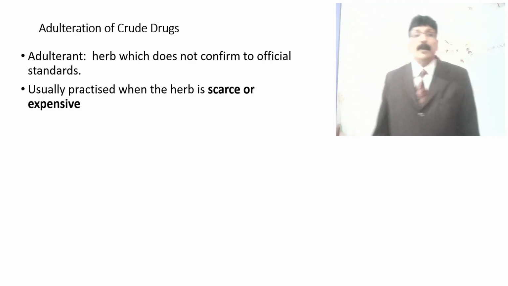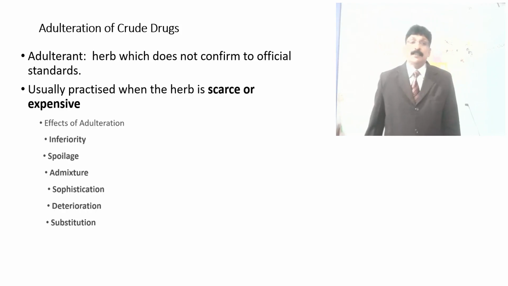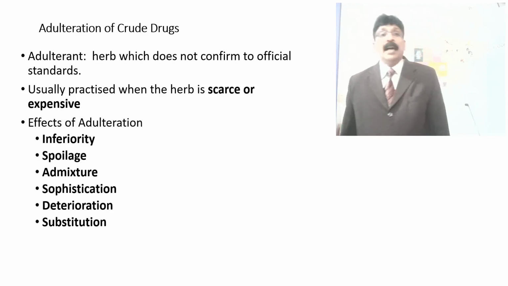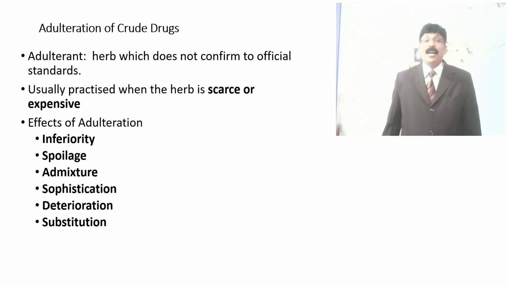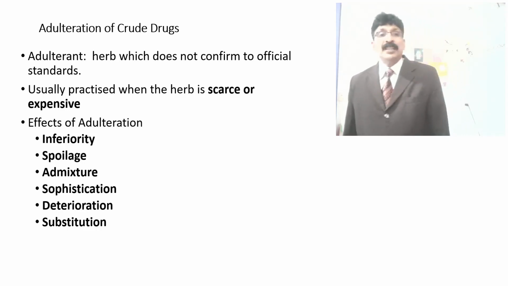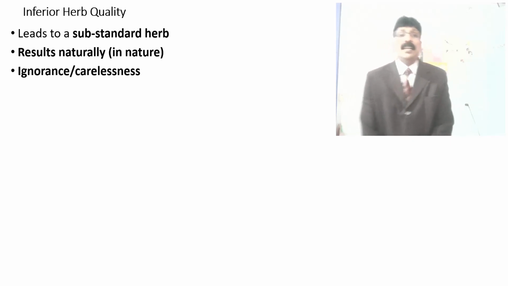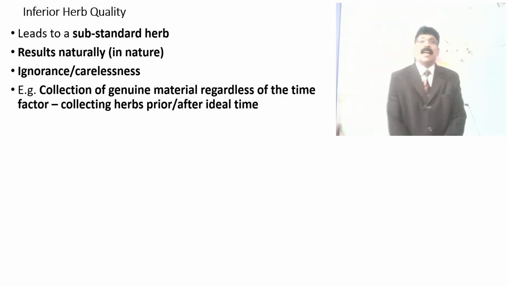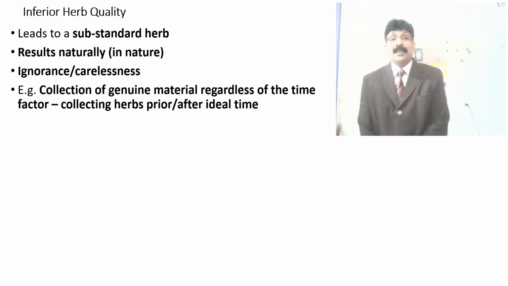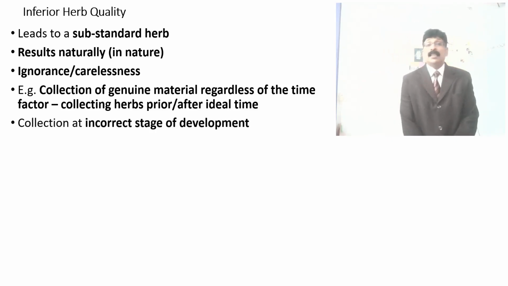Usually practiced when the herbs are scarce or expensive, then they will go on doing this adulteration with inferiority, spoilage, admixture, sophistication, deterioration, substitution. These words they will usually ask the definition. Inferior herb quality leads to substandard herb, resulting naturally from ignorance, carelessness, collection of genuine material regardless of the time factor, collecting herbs before or after the ideal time. That is the example. Collection at incorrect stage of development.